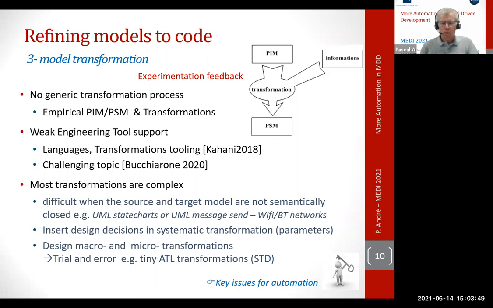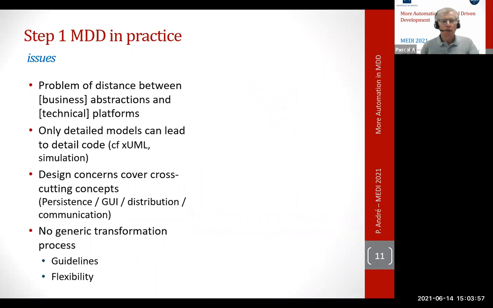All these make it difficult to apply in practice. Next, we discuss some key issues for automation. MDD must solve the problem of the distance between the logic model and the technical platform. Only detailed models can lead to detailed code, so you must have enough information, especially for simulation. Design concerns cover cross-cutting concepts, persistence, GUI, distribution, and communication that imply human decision and that may have impact on each other.